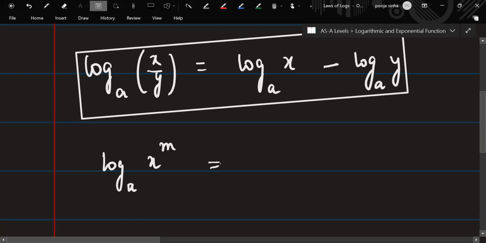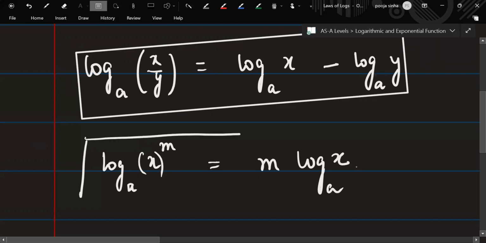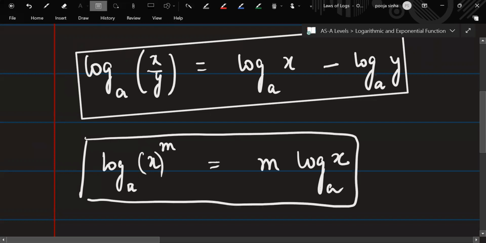Okay. Next, power rule, which is log to the base a of x raised to power m. So what do we do here? m log x with the base a. So you drop the power down, correct? Right?